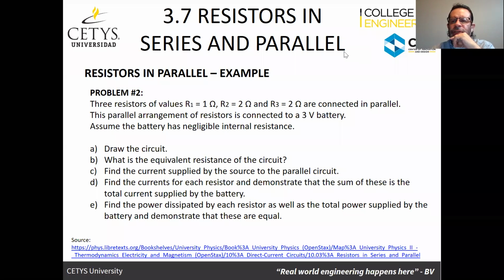Okay, so let's give it a shot. Let's see how we can approach this. So we've got 3 resistors, 1, 2, and 3 ohms, and we've got a 3-volt battery. The 3 resistors are connected in parallel. The first thing we're going to do is draw the circuit.